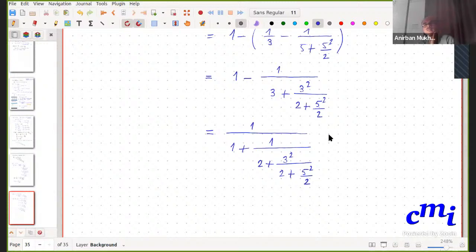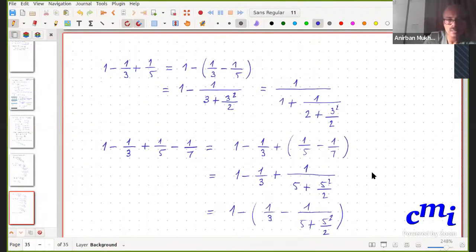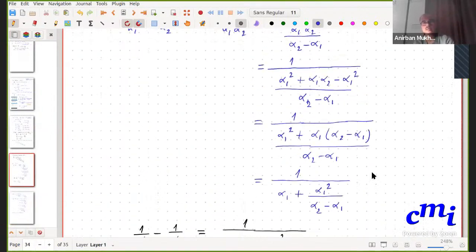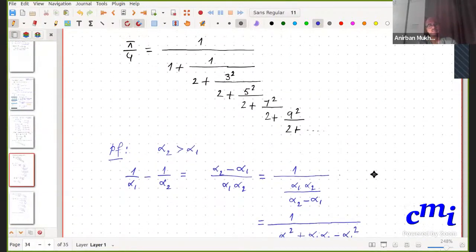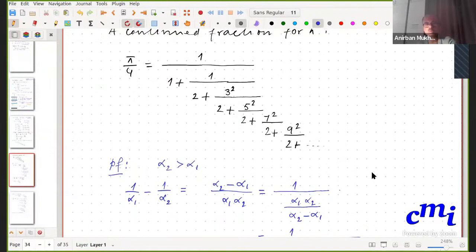So if we continue by induction, this is a very interesting equality to prove. It's very nice, continued fraction expansion. It shows a pattern.